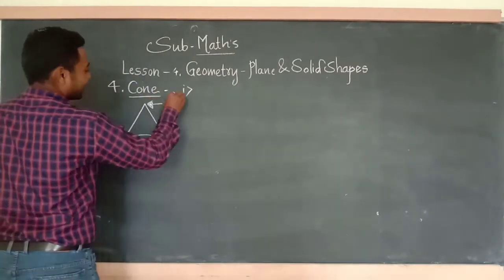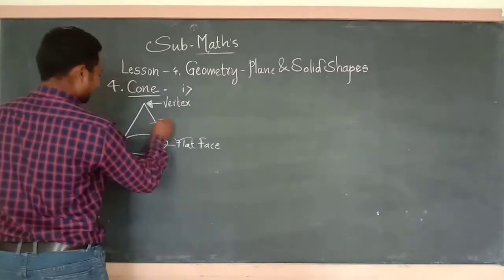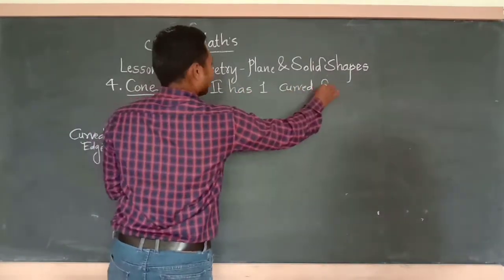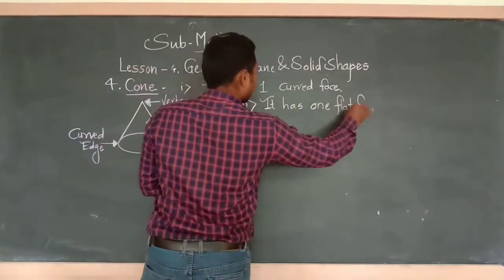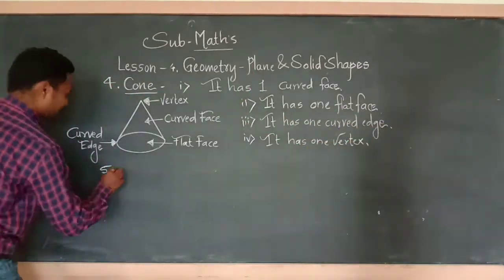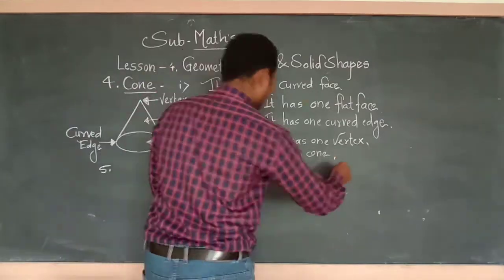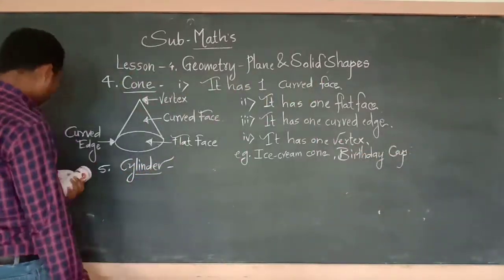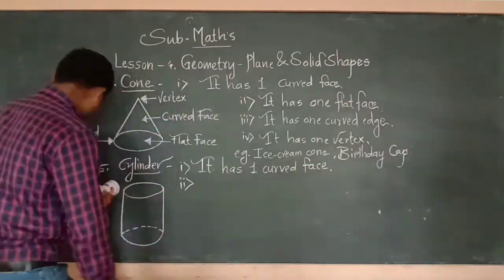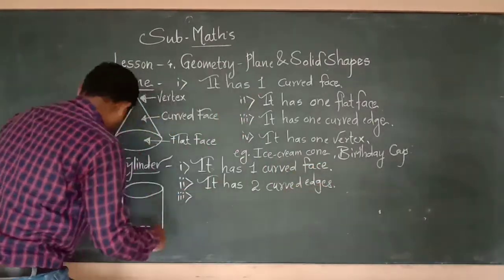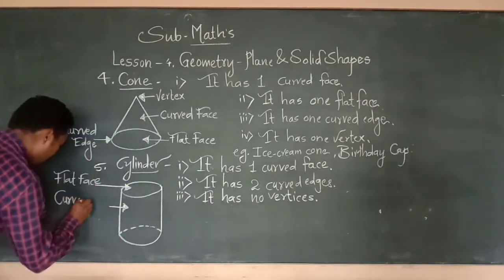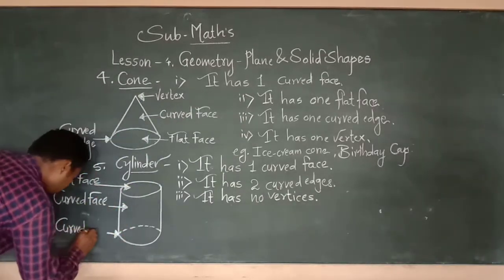Next, number 4, cone. It has one curved face, one flat face, one curved edge, and last one, a cone has one vertex. So we know that a birthday cap as well as an ice cream cone and traffic cone look like a cone. Number 5, cylinder. It has one curved face, one flat face, two curved edges, and there is an absence of vertices.